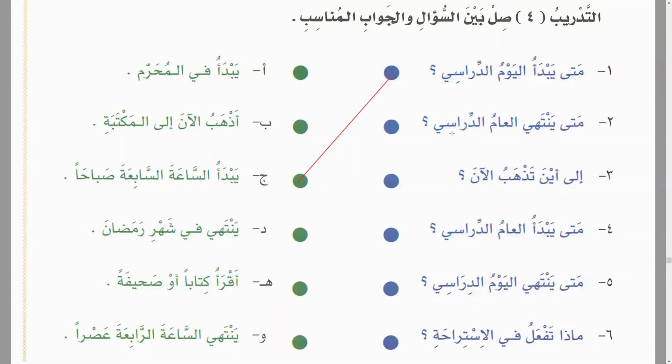متى ينتهي العام الدراسي؟ So can anyone answer? When does the year end? Which one? Fourth, yeah. 1, 2, 3, 4. ينتهي في شهر رمضان. It ends in Ramadan. إلى أين تذهب الآن؟ أذهب الآن إلى المكتبة. I'm now going to the library. متى يبدأ العام الدراسي؟ يبدأ في المحرم.